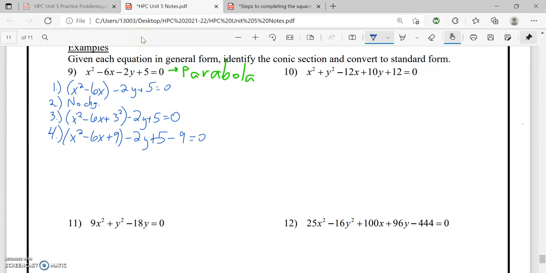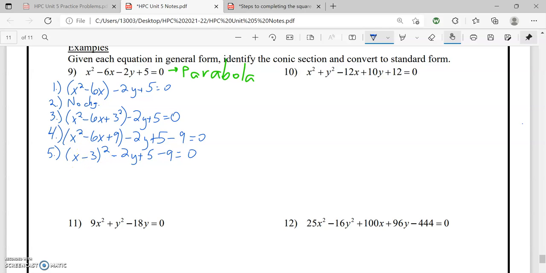We want to, in fact, in step 5 here, step 5 says to write this expression as a perfect square. So when we factor that out, we say x minus 3 squared minus 2y. So again, trying to factor this trinomial x squared minus 6x plus 9, it is in fact a perfect square where it's x minus 3 squared.